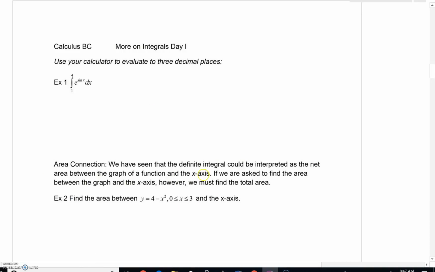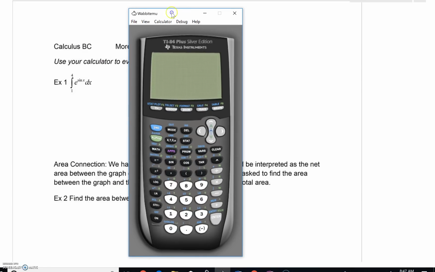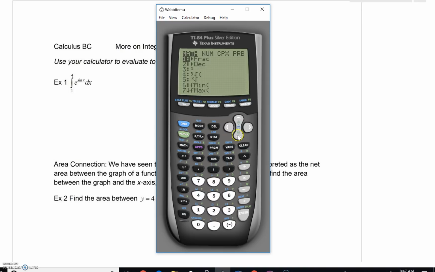But let's instead just get our calculator out, and when we do that, we can very quickly press math and go down to number 9, fnInt, and we'll have a lower bound of 1, upper bound of 4. We need e, so we'll go second ln, e raised to the sine x. Close your parentheses around your trig function. Come over here and type in x. And as we hit enter then, of course we get our answer of 5.164 or 5.165.